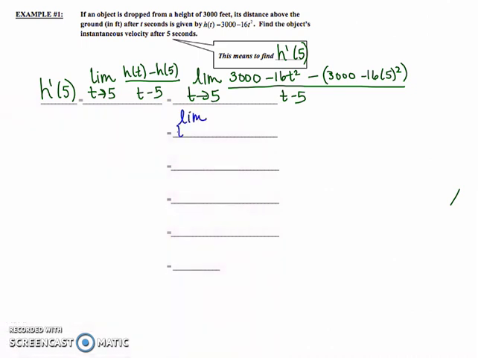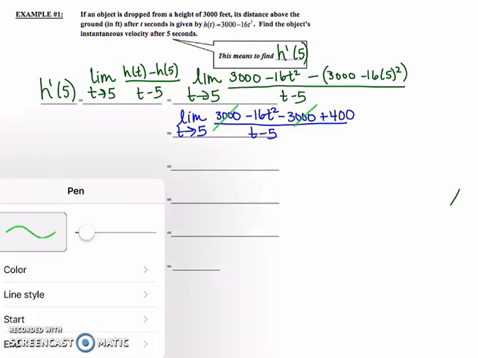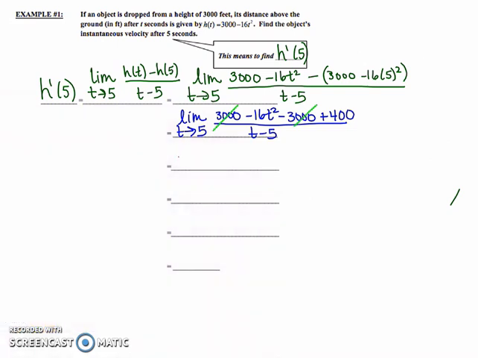So this is going to be the limit as t approaches 5 of 3,000 minus 16t squared minus 3,000, and then 5 squared is 25, and negative 16 times 25 would be negative 400, so minus a negative 400 would make positive 400, and that's over t minus 5. Okay, so now hopefully you see I get to cross out the 3,000 and the negative 3,000. So in the next step, I am going to have the limit as t approaches 5 of negative 16t squared plus 400 over t minus 5.